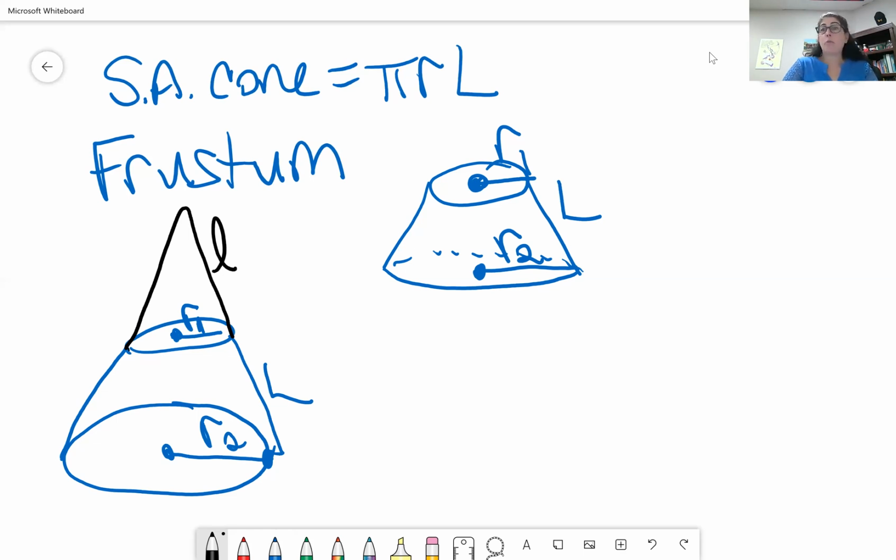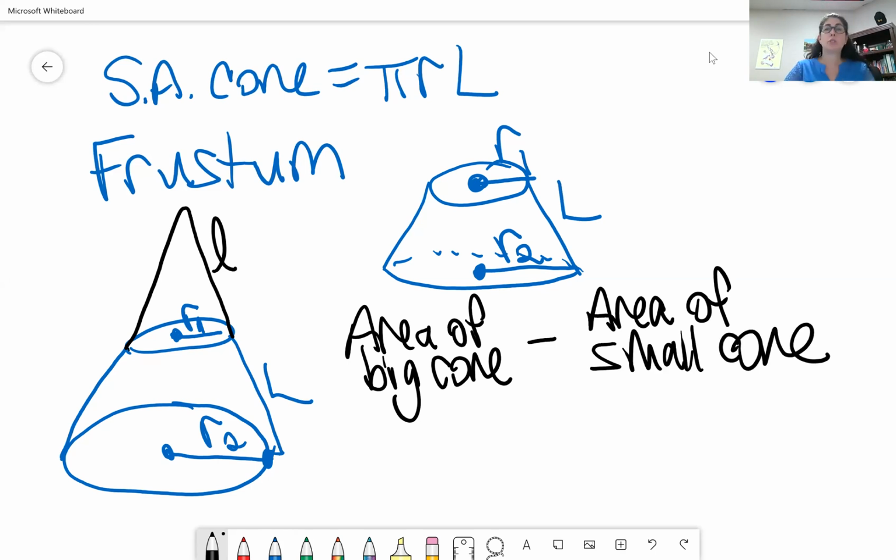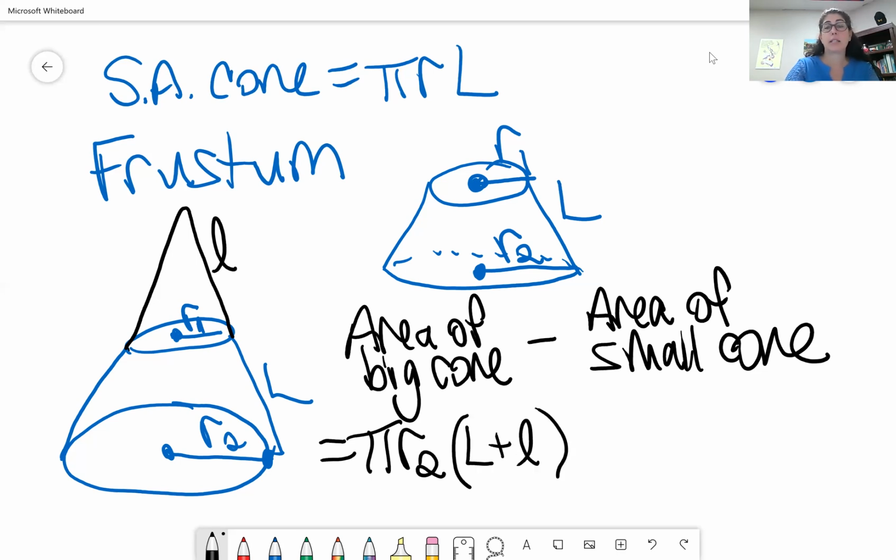The surface area that we're interested in is the area of the big cone, the entire cone, minus the area of the small cone on the top. So that's equal to, using the formula pi RL, the area of the big cone is pi R2, and the L now is capital L plus lowercase l. And we want to subtract from that the area of the small cone, which is pi R1 lowercase l.